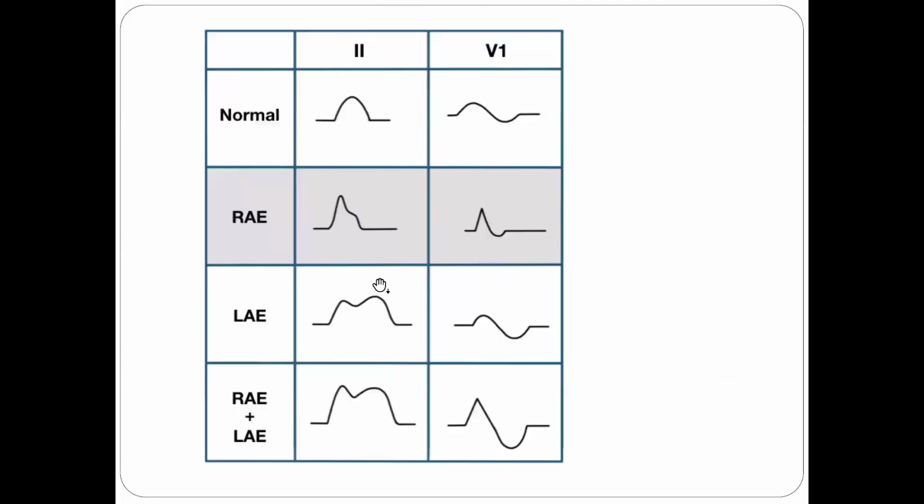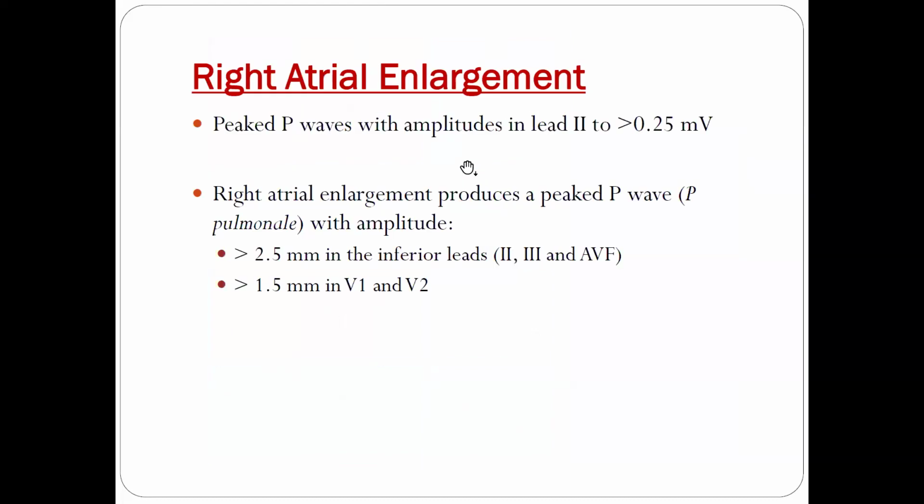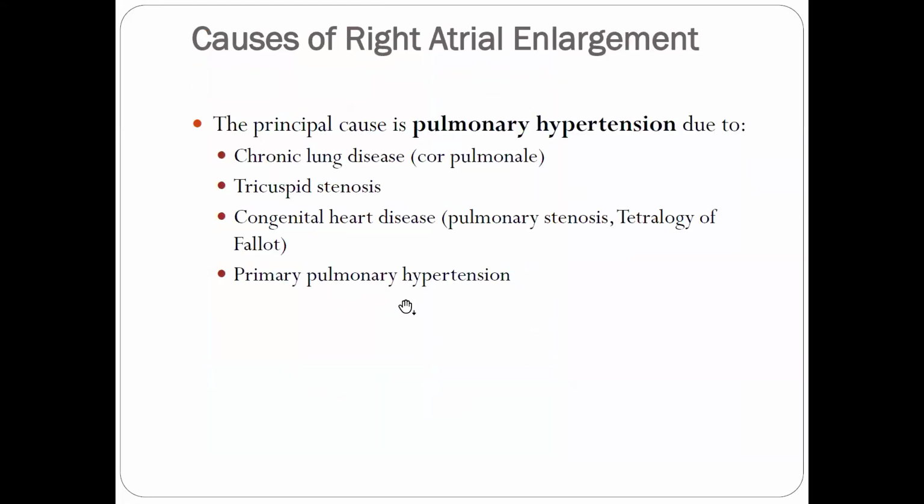The other thing is, if you are taking lead V1, since it is biphasic, as I said already, the first half is formed by the right atrium. The second half of the P wave is because of the left atrium. So if the height of the first half of the P wave is more than 1.5 millimeters, that is more than 1.5 small squares, then it is called right atrial enlargement.